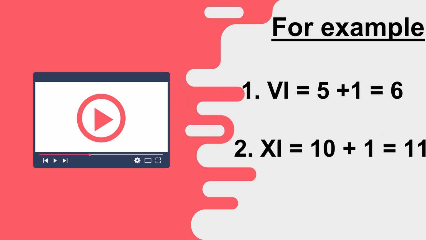In the second example also, we can see that the smaller symbol I is placed after the larger symbol X. So, what do you need to do, children? We need to add them. The value of capital X is 10 and the value of capital I is 1 according to the given chart. So, after adding them, we get 10 plus 1 is equal to 11. So, the Hindu Arabic number for the given Roman numeral is 11.